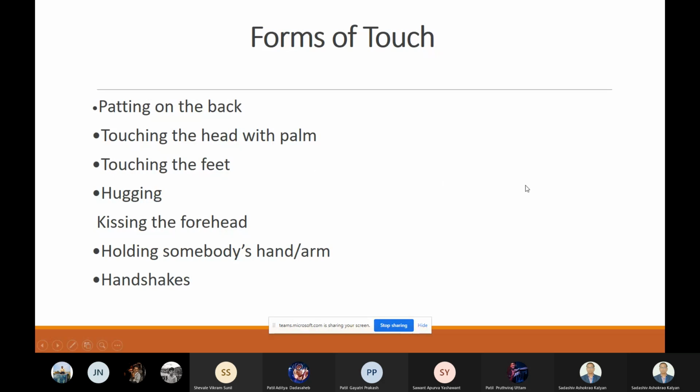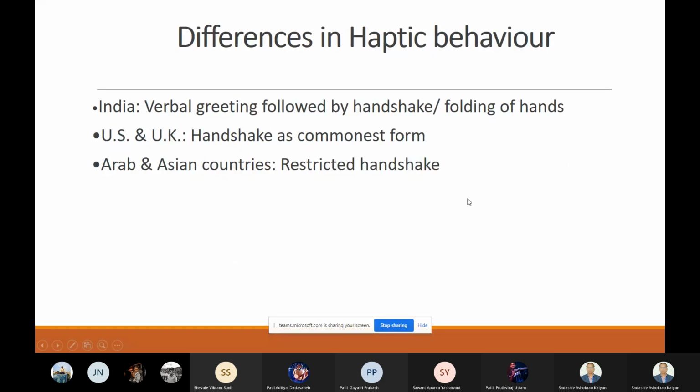Then touching the head with the palm, patting on the back. If you have scored good marks in the exam, then your teacher or your parent used to pat you on your back. That kind of patting is also considered a form of touch. So like that, there are differences in haptic behavior, as I said earlier, from nation to nation, from country to country. There are various kinds of changes, especially in India, where whenever we meet someone we use a handshake.